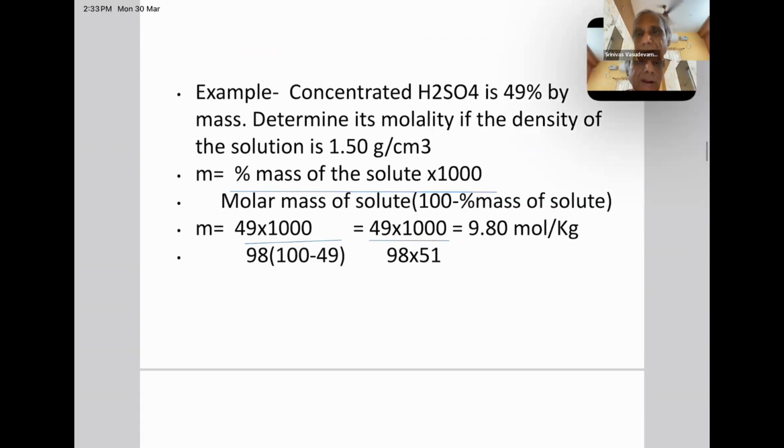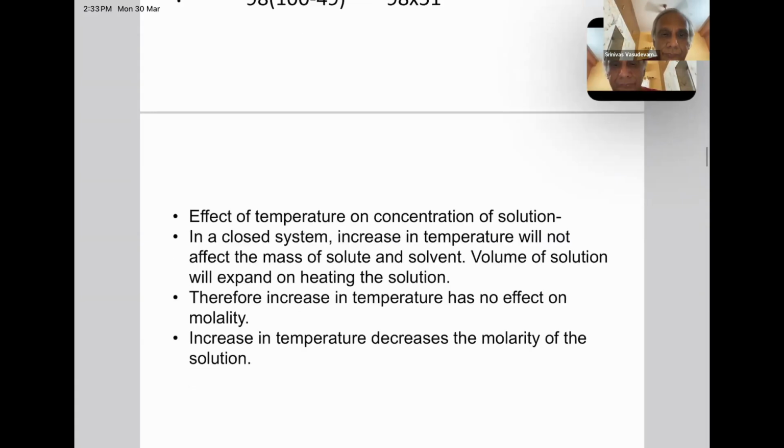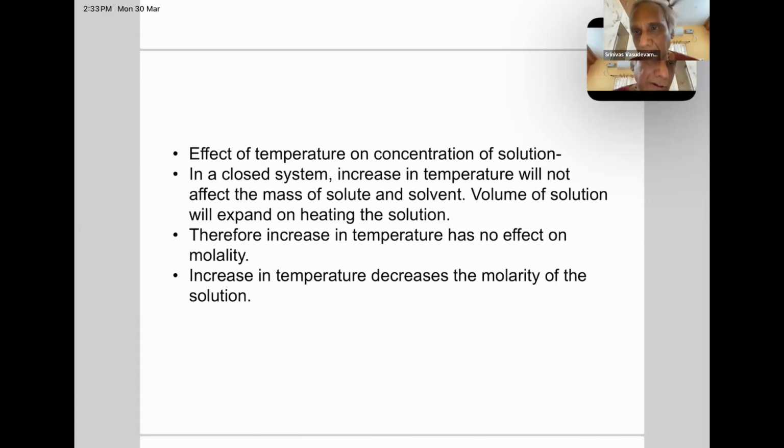Example: concentrated sulfuric acid is 49% by mass. Determine its molality if the density of the solution is 1.5 gram per centimeter cube. So percentage mass of solute is 49 divided by molecular mass of solute 98 into 1000 divided by 100 minus 49. That is 49 by 98 into 1000 by 51, which is 9.80 mole per kilogram.